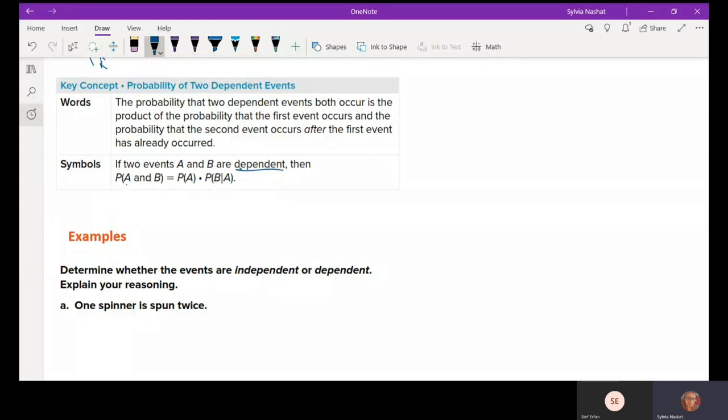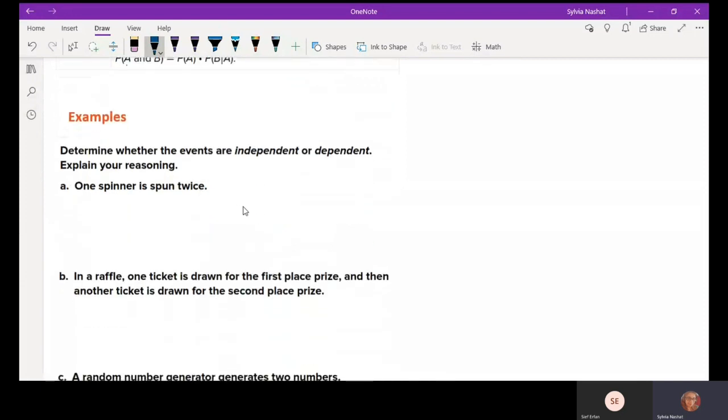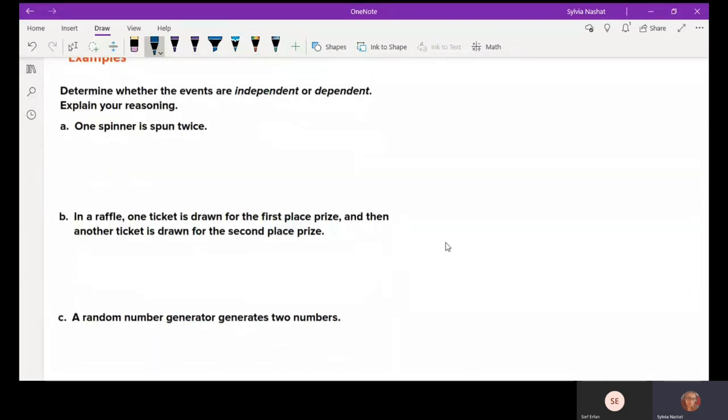Let's take this example. Determine whether the events are independent or dependent and explain your reasoning. One spinner is spun twice. The first time and the second time are not affected by each other. So of course, these are independent events because they do not affect each other.